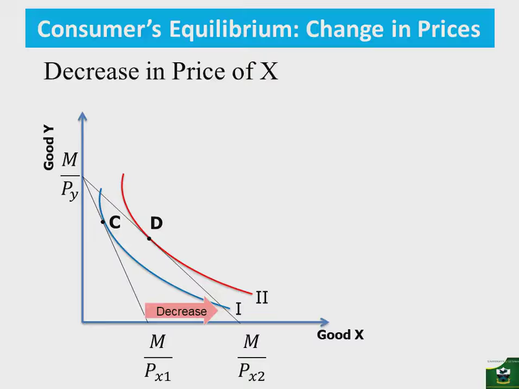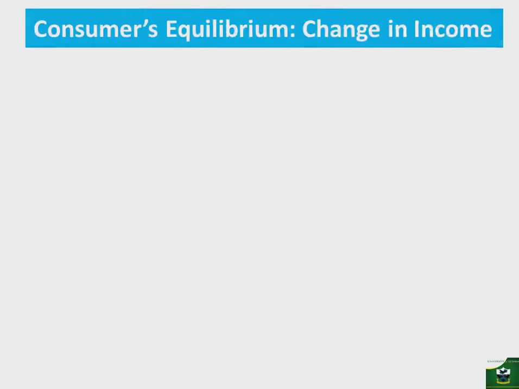However, the consumer has decided to buy more of good X and reduce the purchase of good Y because good X has now become cheaper. So the consumer moves to a higher indifference curve 2 and increases the utility levels. Okay, so this is all about the changes in price. Let's look at the changes in income and how these changes affect the consumer's equilibrium.